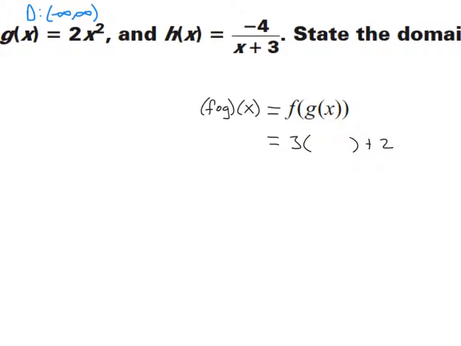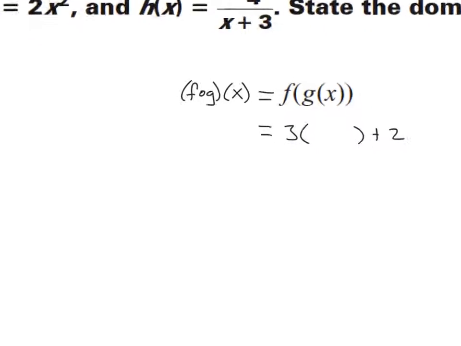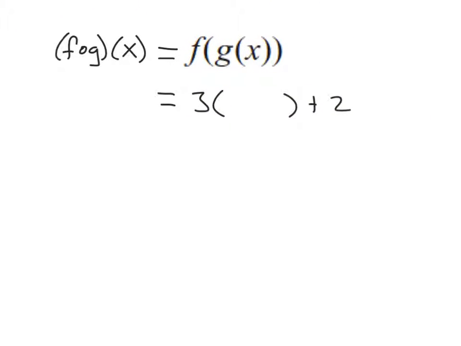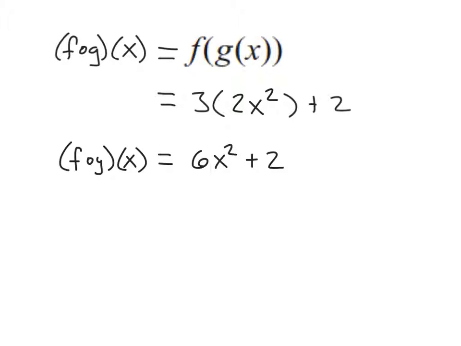So we started with our f of x function. Now I want to plug into that the g of x function, which is 2x squared. I want to simplify. 3 times 2x squared gives me what? 6x squared. So I have 6x squared plus 2. That's as simplified as it can get, so that is my f of g of x function.